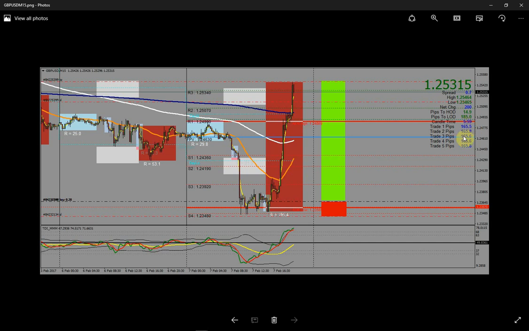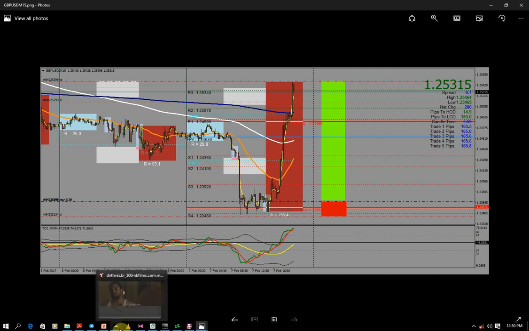765 pips in just one day. You understand? So you just need to use them in confluence. That is how you use the ATR. So when it comes to average weekly range, let's go to the charts.